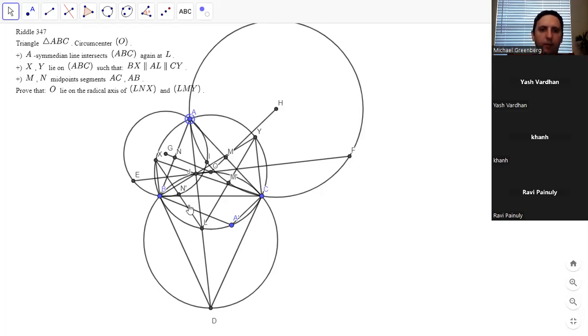At some point we need to use that G is the circumcenter of B n prime A. So we know G lies on the perpendicular bisector of AB. How do we use that n prime is on this circle with center G?